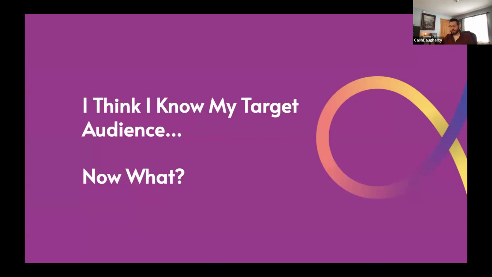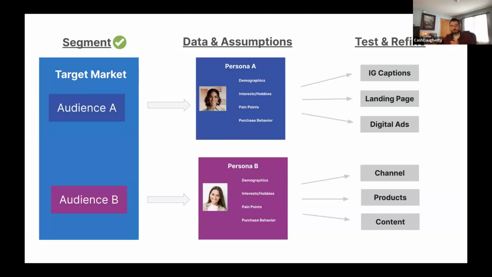Okay, so let's say you've done some of this and you feel pretty confident in who your target audience is. You have a general idea. Now, what do you do? I mentioned this earlier, but you can really distill some of those assumptions and insights into a buyer persona. This is a representation of what a customer might look like in a particular segment or target audience. It's not based on a real person. It's more of an aggregate of what an ideal customer might look like.